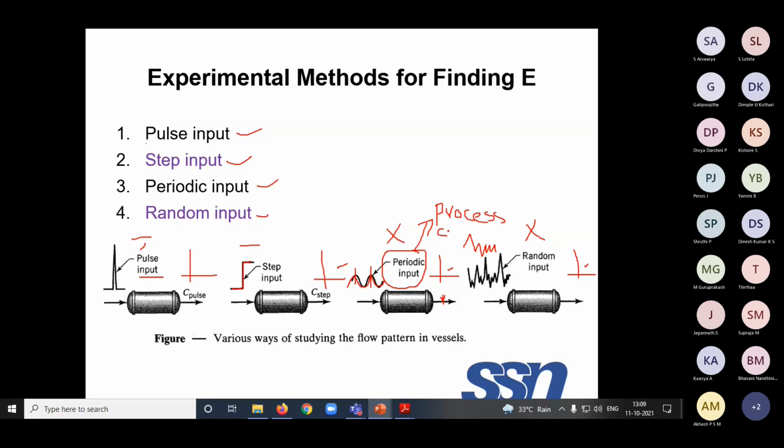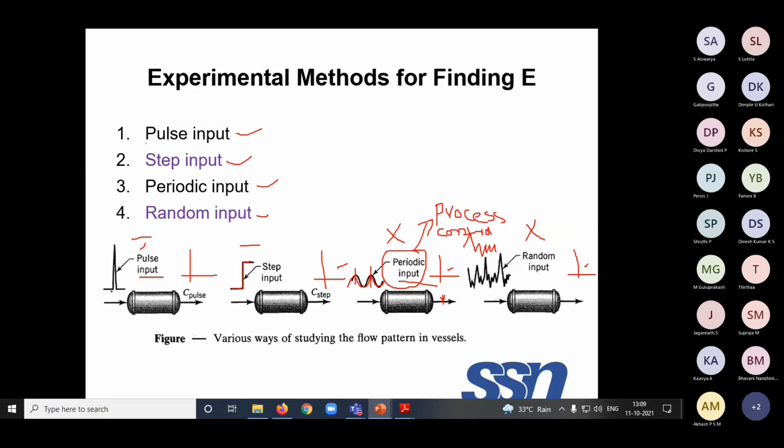In control, if you want to control, you'll give a lot of sinusoidal input. Periodic input is nothing but a sinusoidal. That time you can see that. Let us not waste the time here. So only two are very important: pulse and step.